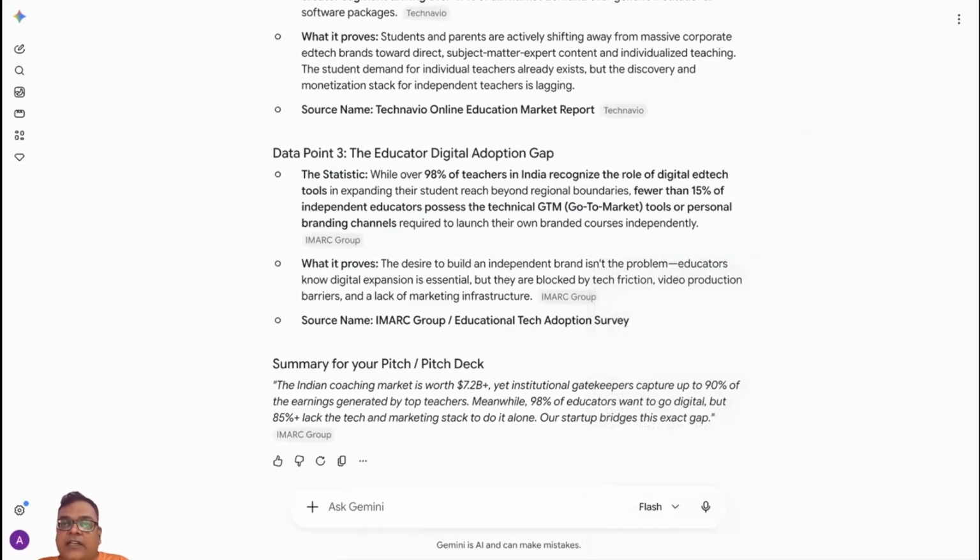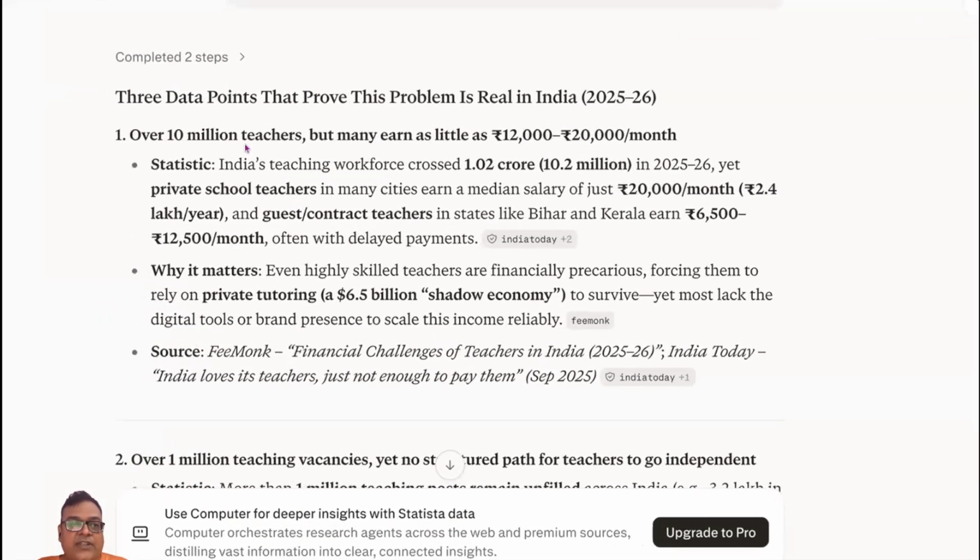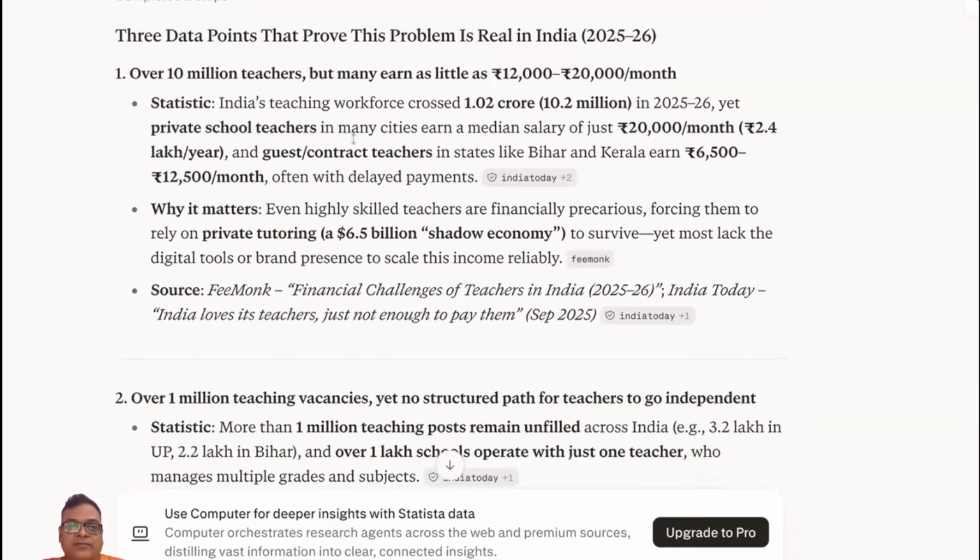Okay, let's come to this. Now, this is a very interesting case. It says over 10 million teachers, but earn as little as this much. India's teaching. So you just see that you're getting different perspectives from all. Why not combine all of them together and give it to all four of them? In fact, this will be really interesting if you all can sit for the next 10-15 minutes and do it and see the kind of results that you actually get.